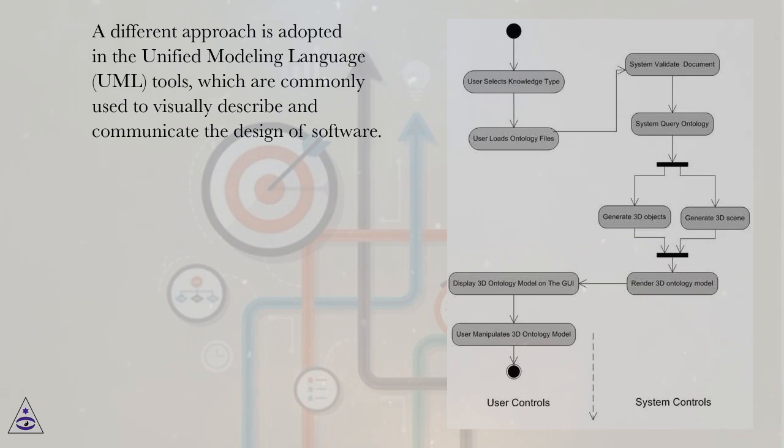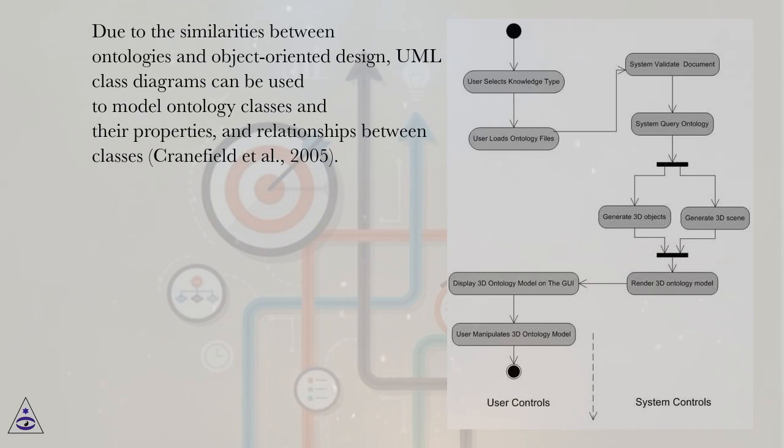A different approach is adopted in the Unified Modeling Language, UML, tools, which are commonly used to visually describe and communicate the design of software. Due to the similarities between ontologies and object-oriented design, UML class diagrams can be used to model ontology classes and their properties, and relationships between classes (Cranefield et al., 2005).